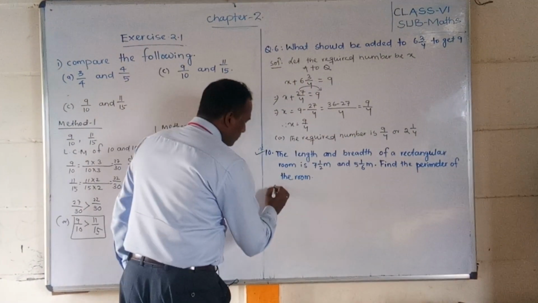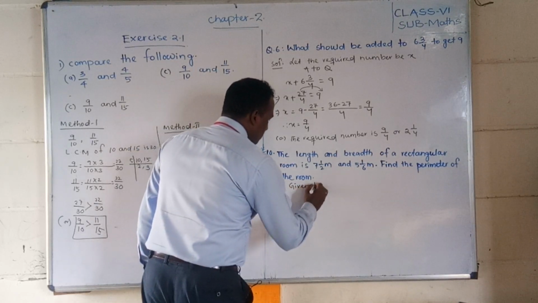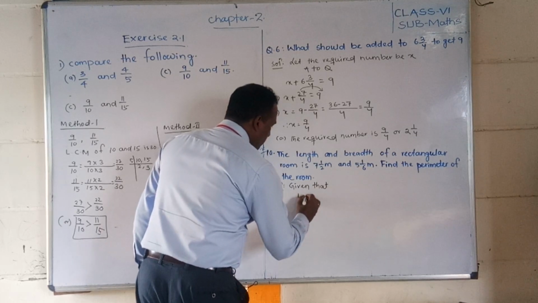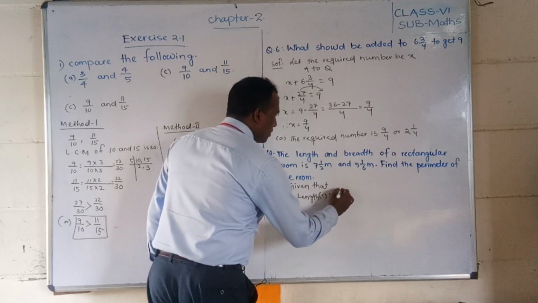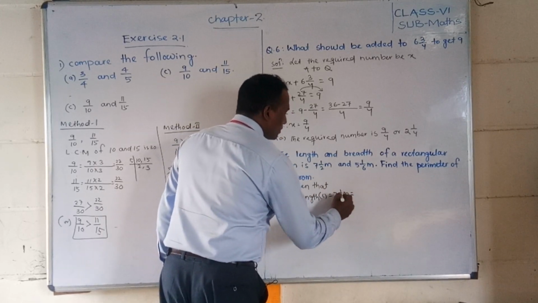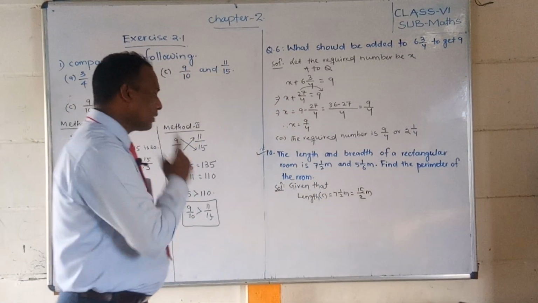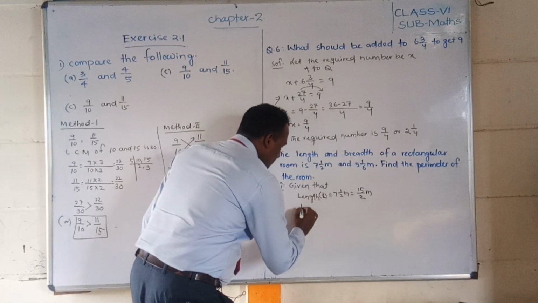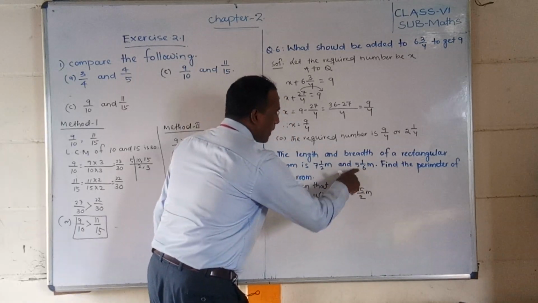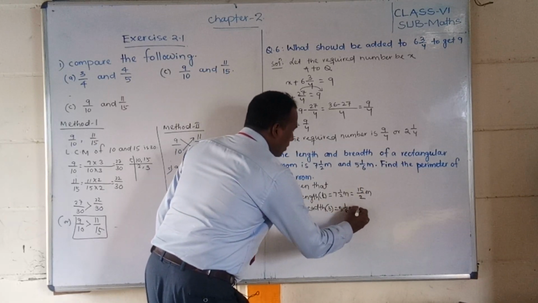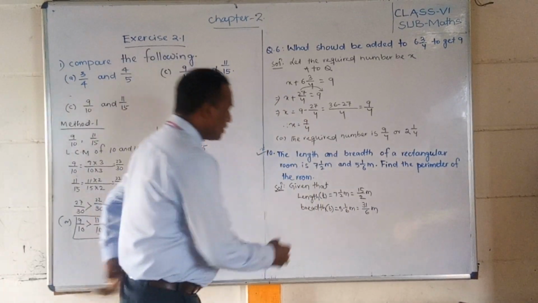Okay, so solution. Given that the length L is equal to how much, friends? 7 whole 1 by 2 meter or 15 by 2 meter. Okay, so what is the breadth? The breadth B is equal to how much? 5 whole 1 by 6 meter or 31 by 6 meter. So what is the perimeter?